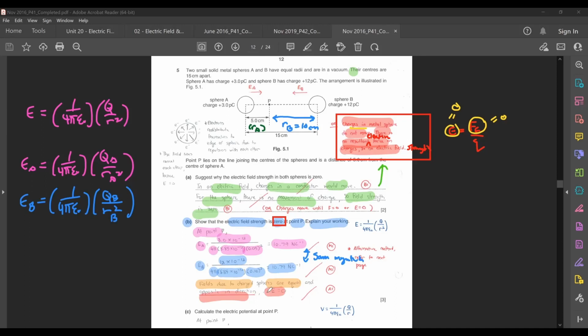Okay, that's how the marking scheme answered this particular question. Now, if you wanted to do it another way, following what I usually do, you could just say this. If you have a positive test charge here, the electric field strength due to sphere A alone will be EA in this direction. The electric field strength due to B will be in the opposite direction, like this.